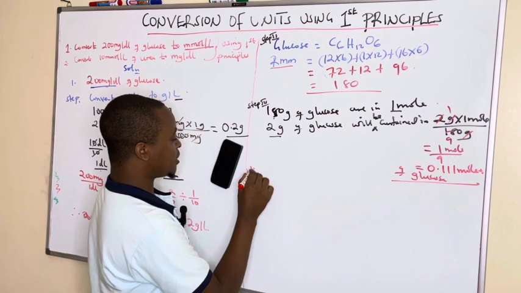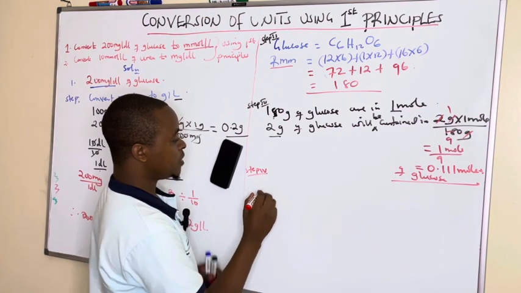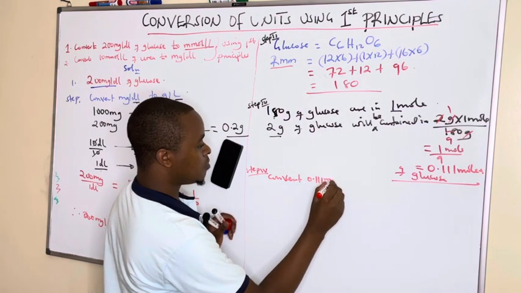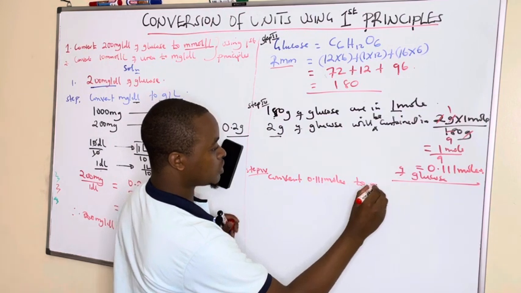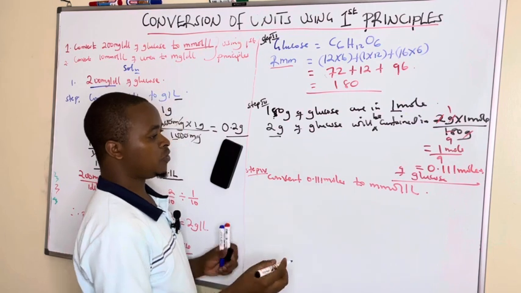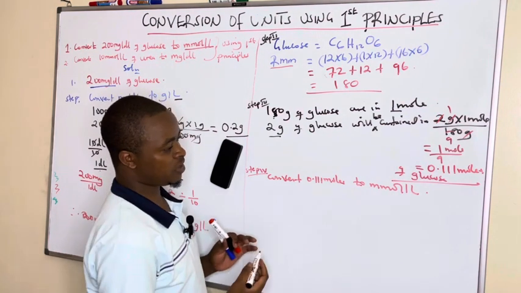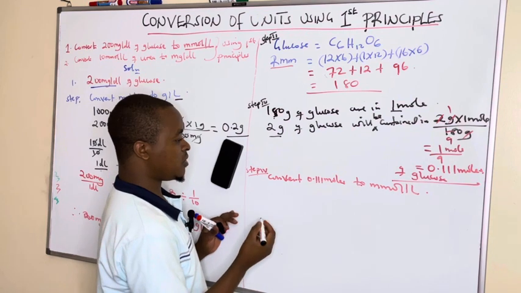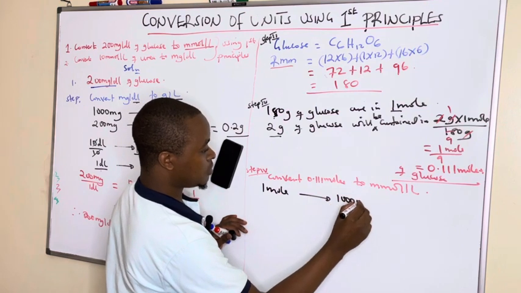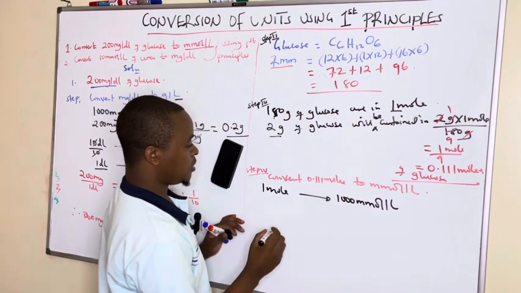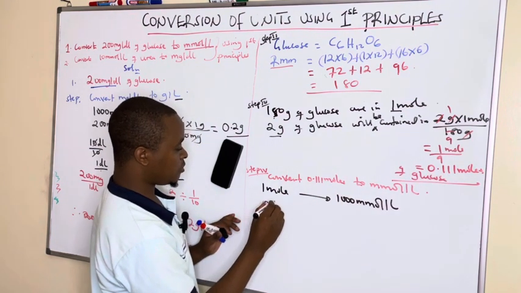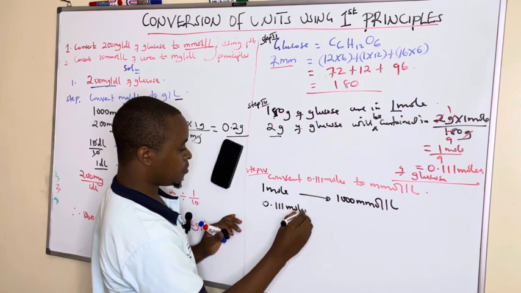So the fourth step, which is step number 4, is we are going to convert 0.11 moles of glucose to millimoles per liter. And we know that we always begin with what we have. Since we have moles, we shall begin with moles. And we know that 1 mole is equivalent to 1,000 millimoles per liter. So if 1 mole is equivalent to 1,000, what about 0.11 moles of glucose?